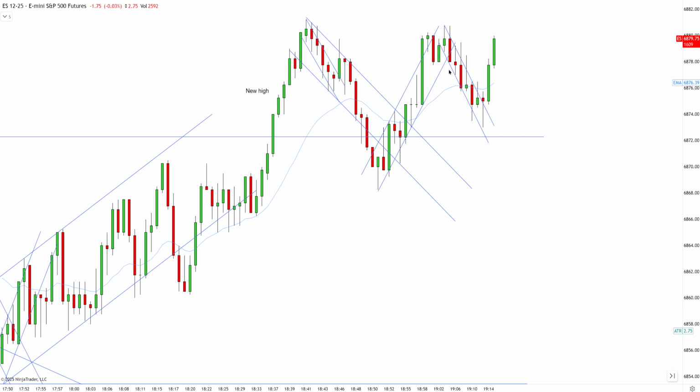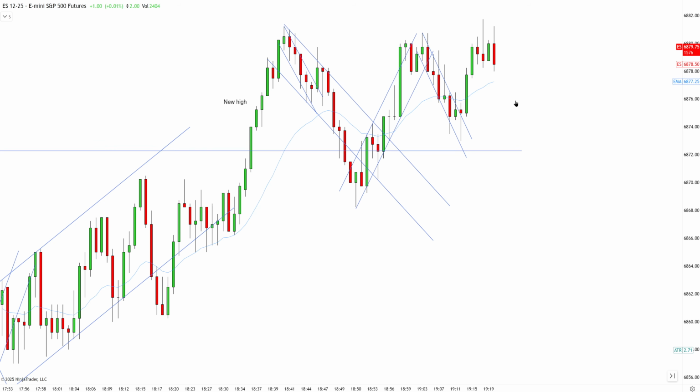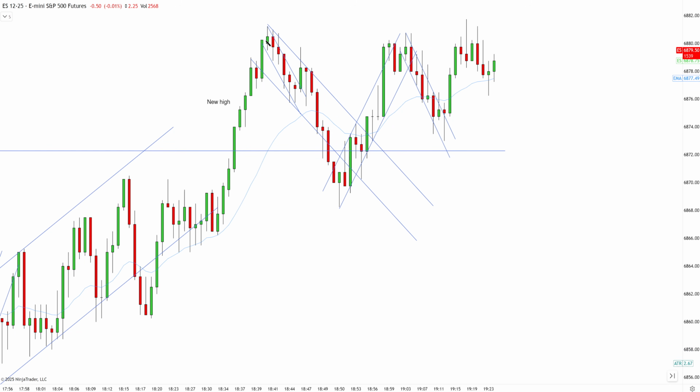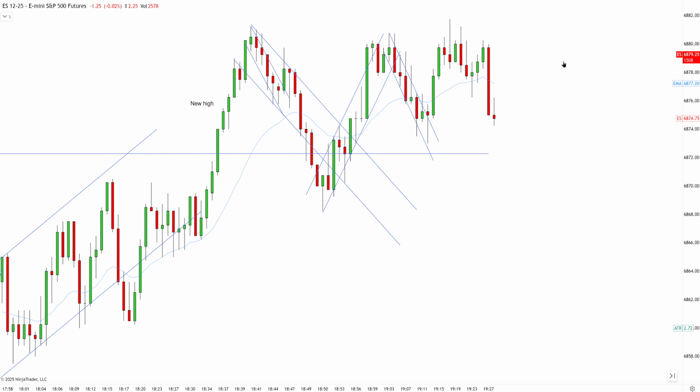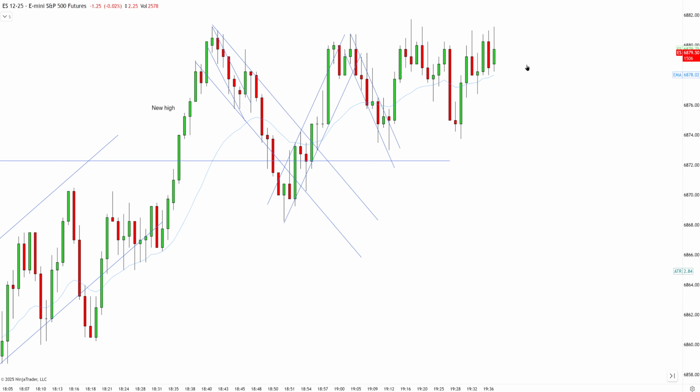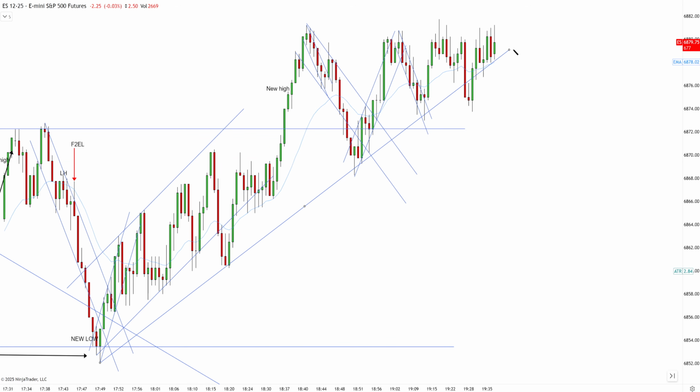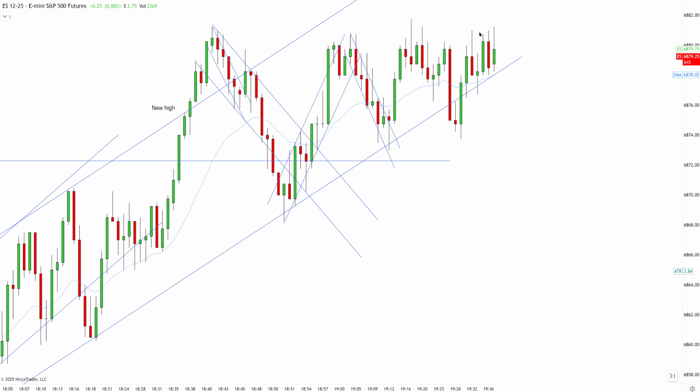So I can't really sell, but at the same time it's hard for me to go long because I don't want to be buying at the top into resistance like this. So I'm just going to remain patient. I can actually draw a trend line, something like this, connecting the swings. And you do expect new high to be tested.